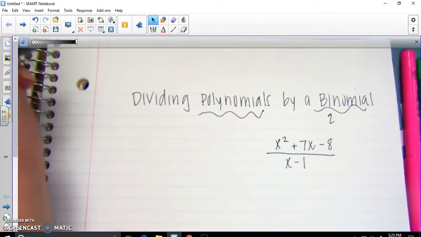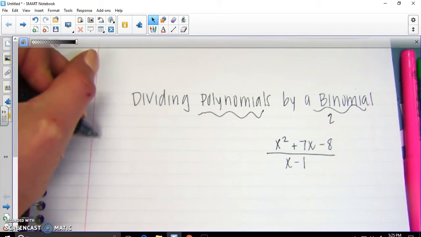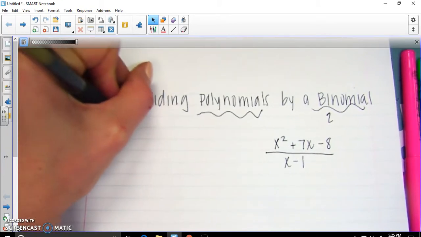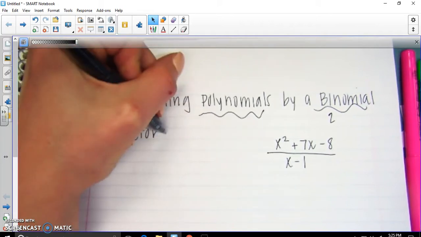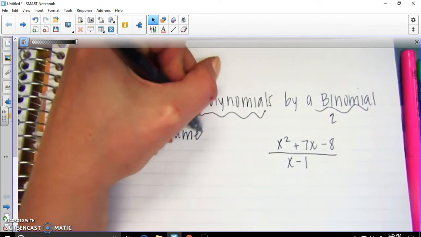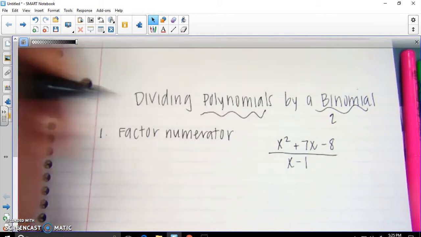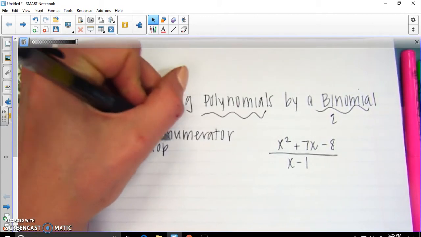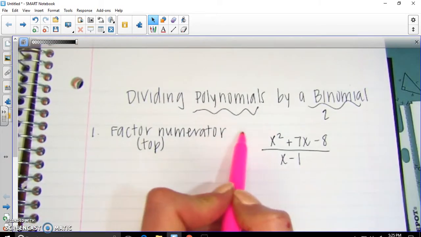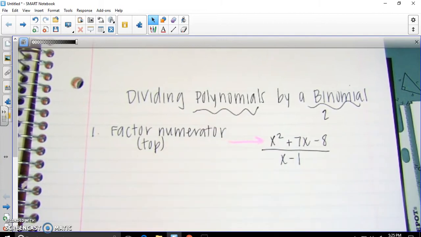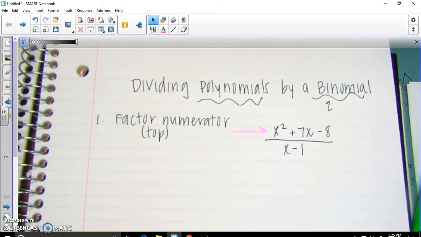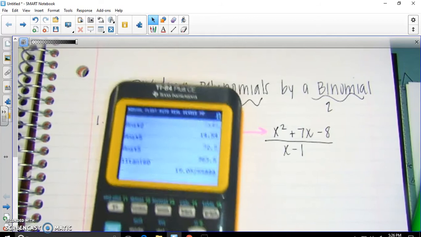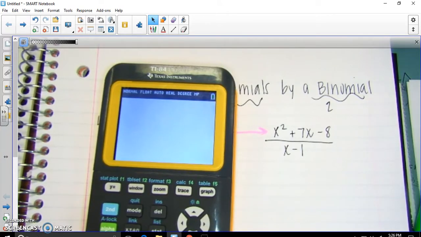And here are the steps we're going to follow to do this. So first, step 1, is we're going to factor the numerator, or the top of the fraction. So we're going to factor the top of this fraction, x squared plus 7x minus 8. I can factor that in my calculator. My calculator might look slightly different than yours, but we should still get the same answer.